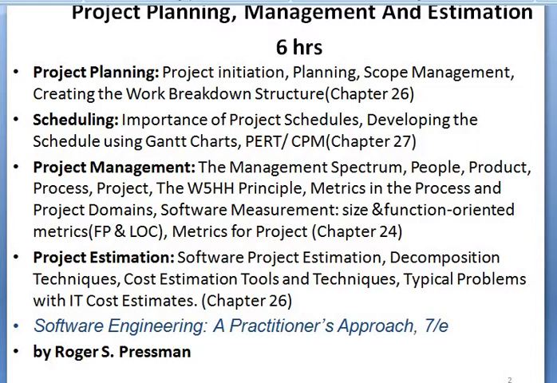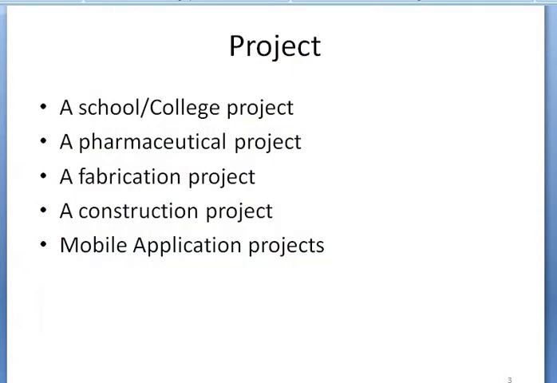So let's start our discussion with project. So what is a project? Up till now we have discussed requirement analysis and design analysis for any kind of software project. Here also we are going to discuss the kind of software product. Basically, a project is defined as a temporary attempt to achieve any kind of goal. It is to create a unique product, or a service, or any kind of result.